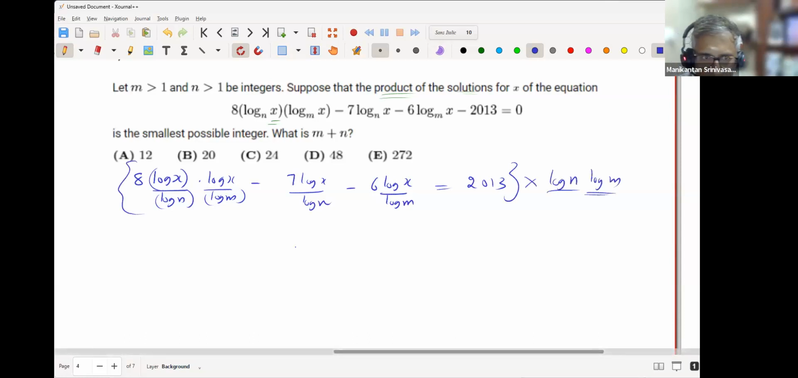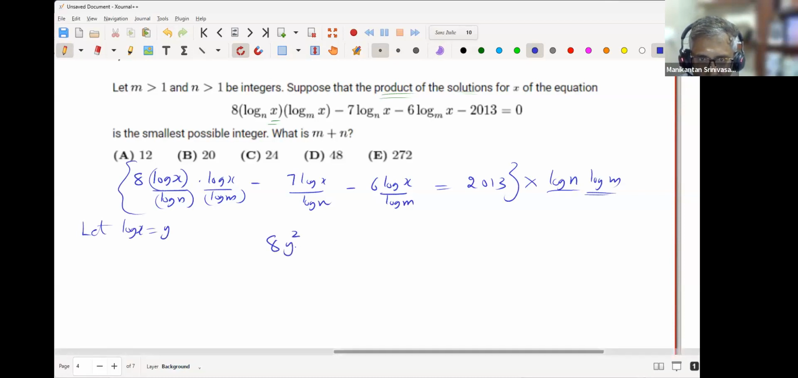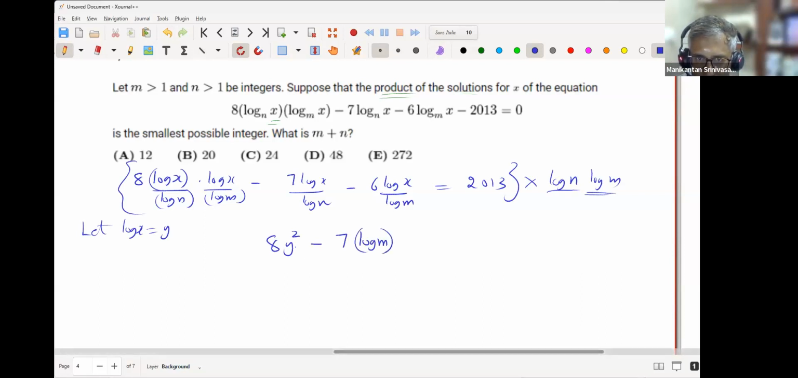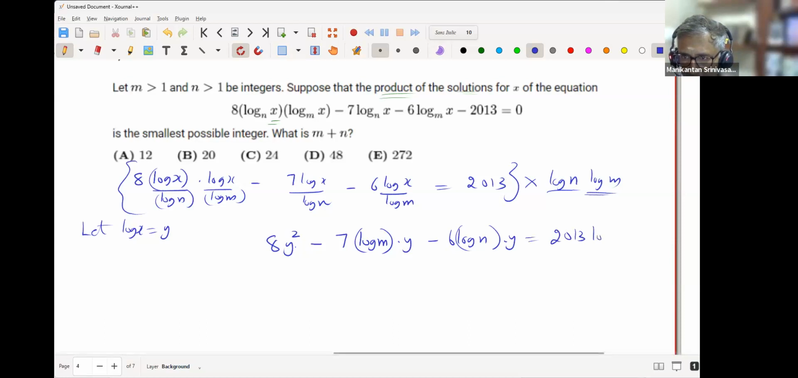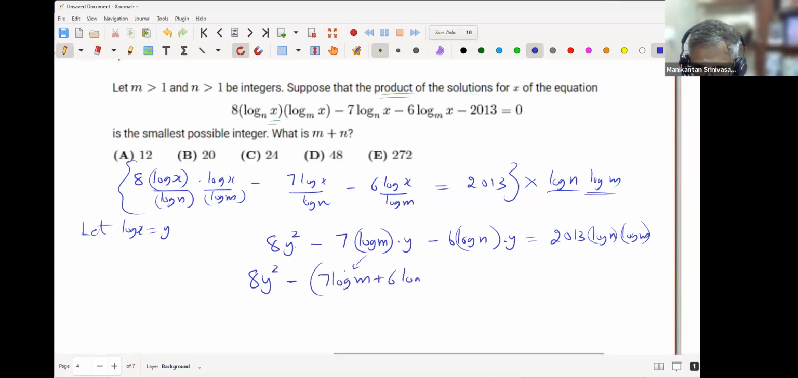Let me multiply throughout by log n log m. Then it becomes 8, and let log x be y, I'll just call log x as y. So it becomes 8y square, minus 7 log m times y, and then minus 6 log n times y, equal to 2013 log n log m. Now essentially we have an equation 8y square minus something into y. So that something is 7 log m plus 6 log n, times y.